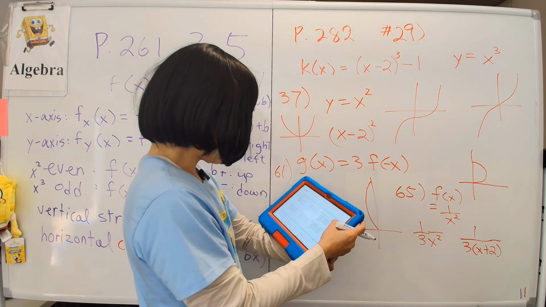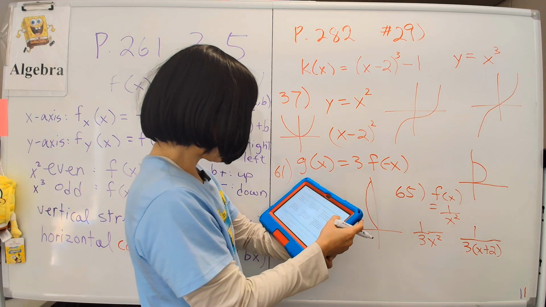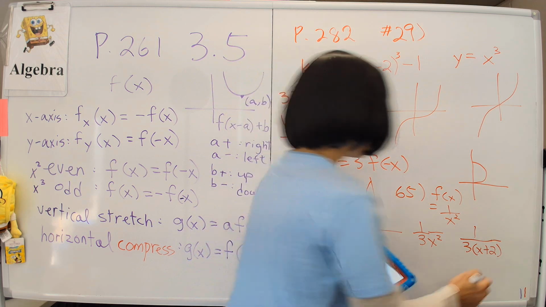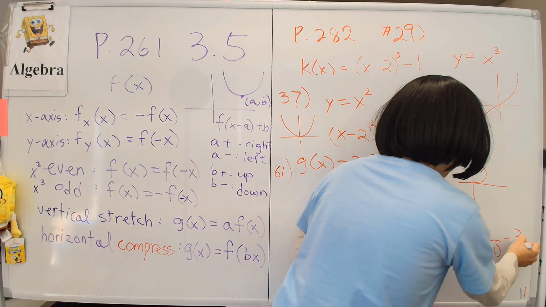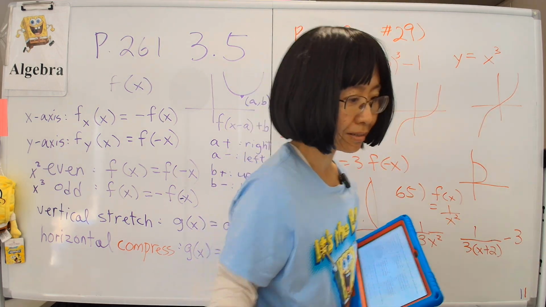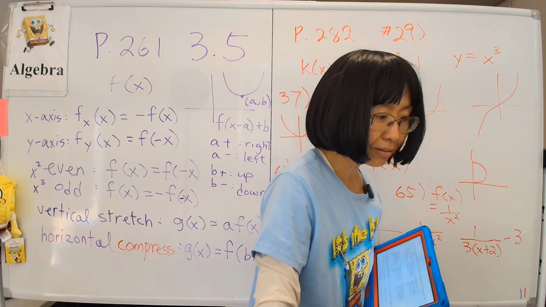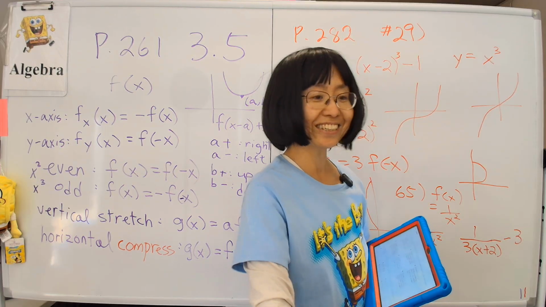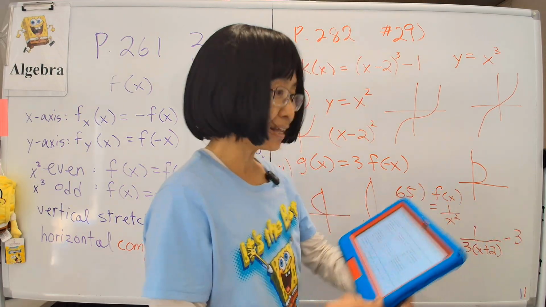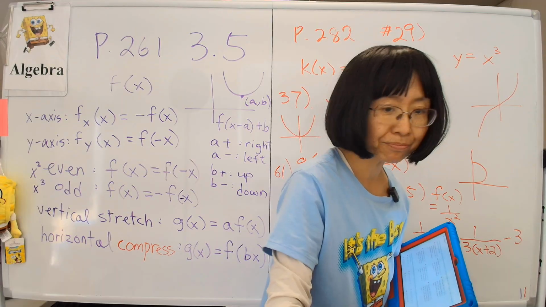And then finally, we are going to shift it down 3 units. Down 3 units, just simply minus 3, and that should be our answer. That looks correct. That is what the book has. So we'll take that as the right answer. And let's move on to the next problem.